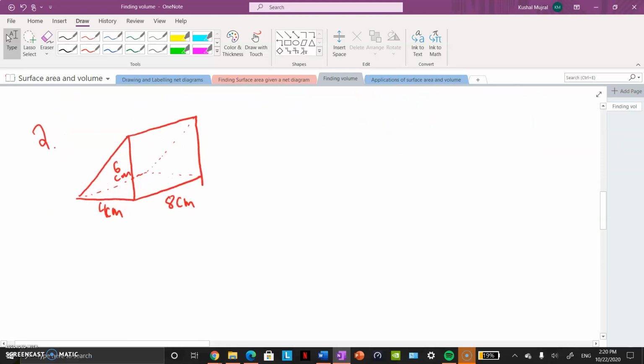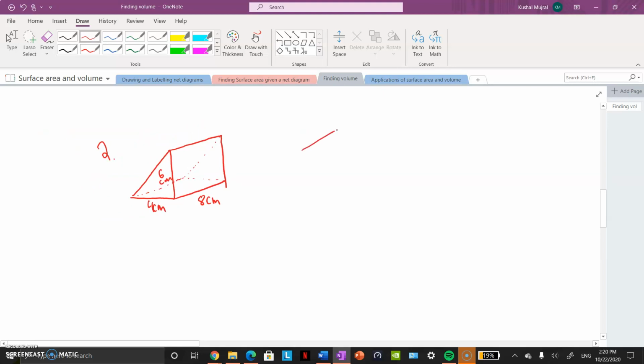Okay, so let's draw this in a different way. Say we had something like this. Okay? I'll redraw it, one sec. So we have it drawn like this. Okay? And this distance is 6, this is 4, and this is 8. Okay? So, actually, this is a bit more like this. Okay? That's how this would be drawn.